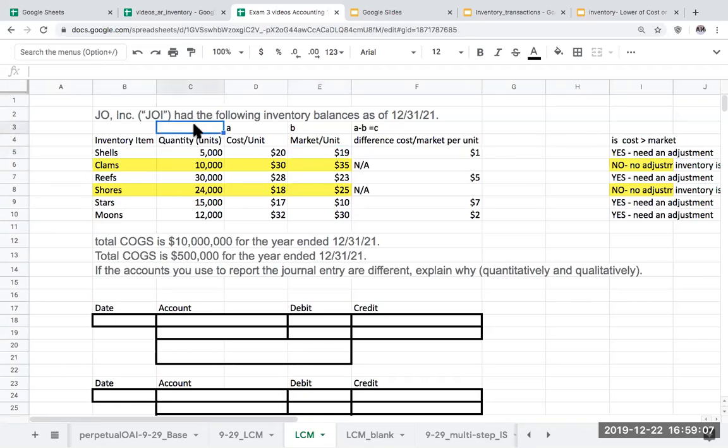This is not the same as the amount of my adjustment. To get to my adjustment, I'm going to need to take the quantity and multiply it by the difference. So here I'm going to take 5,000 times $1, or $5,000. Here for the reefs, I have 30,000 units and my per unit adjustment is $5, so this is 30,000 units times $5 per unit. Over here for my stars, this is going to be 15,000 times 7, or 105,000. And lastly, I've got Moons of 12,000 times 2, or 24,000.